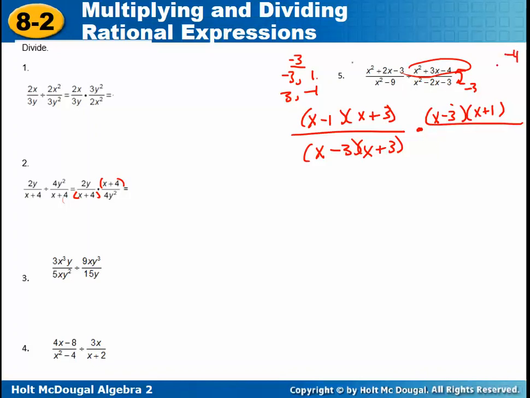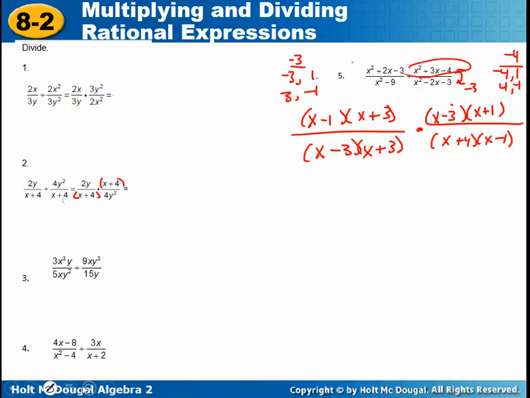So negative 4. The factors of negative 4 that would equal a positive 3. No, that'd be negative 3. How about this? That's the same exact thing. No, that's right. That'd be a positive 3. So x plus 4, x minus 1.